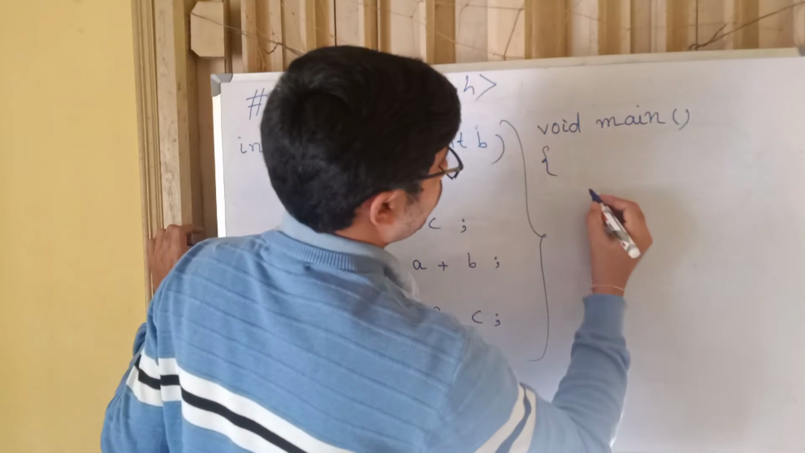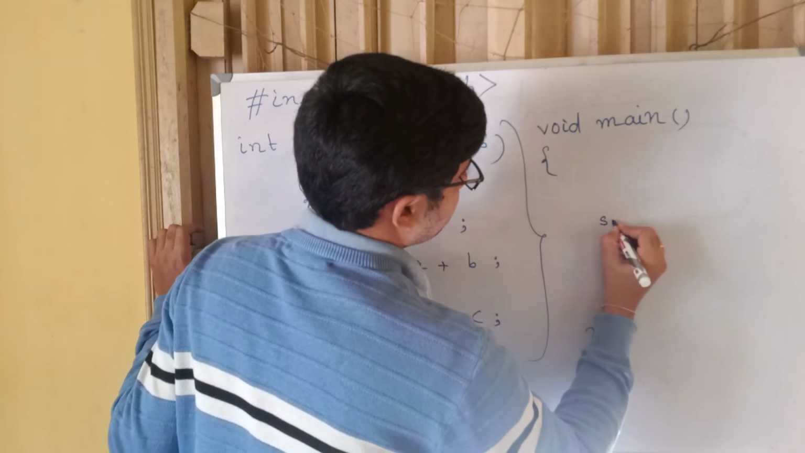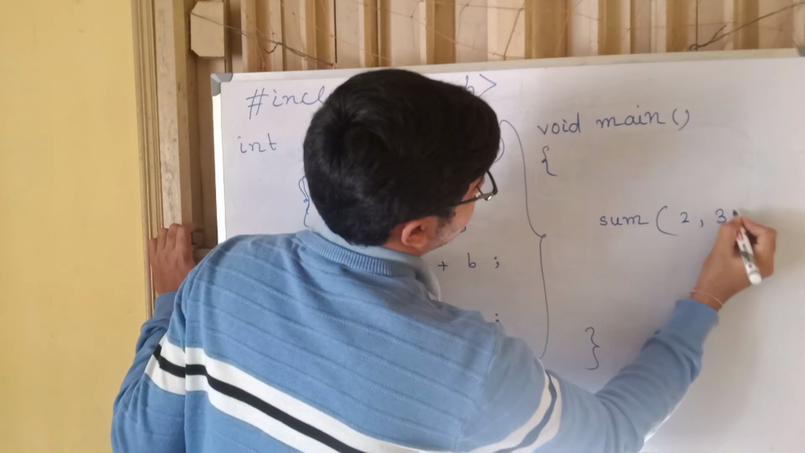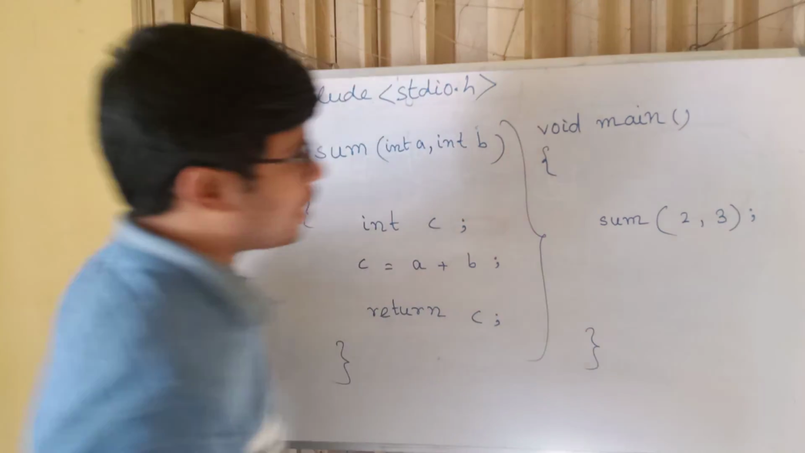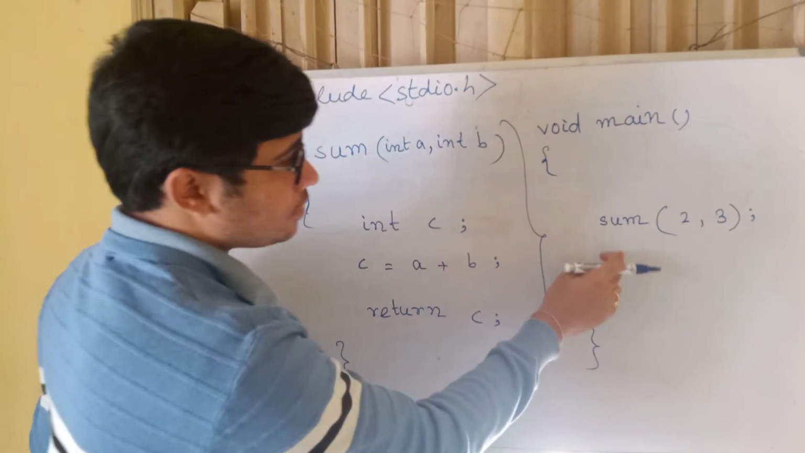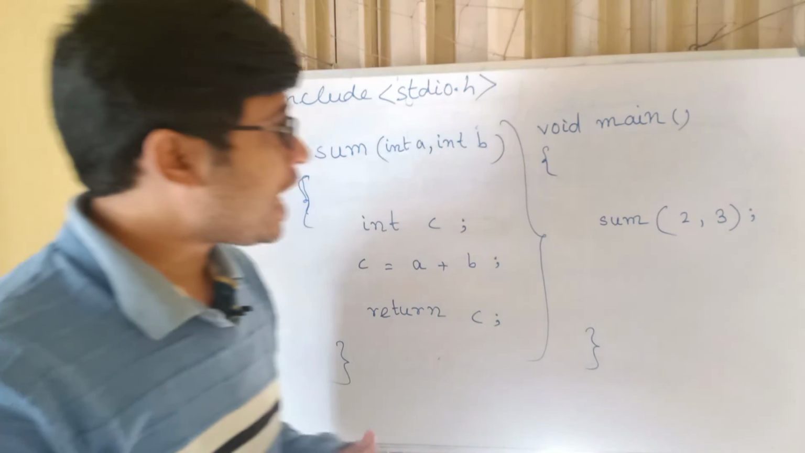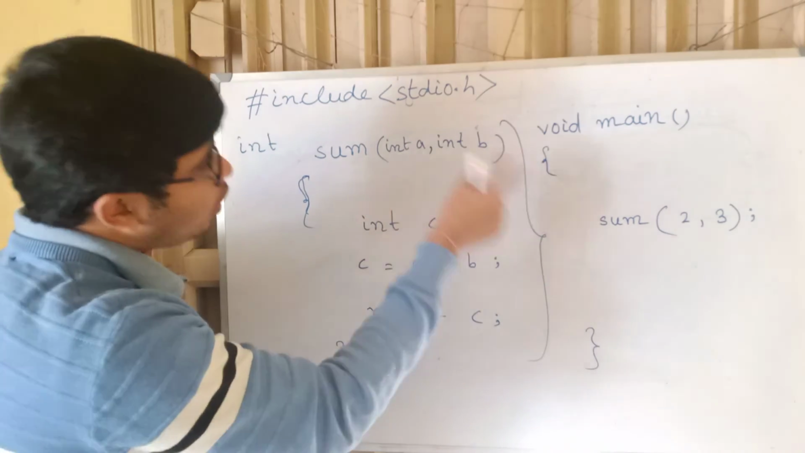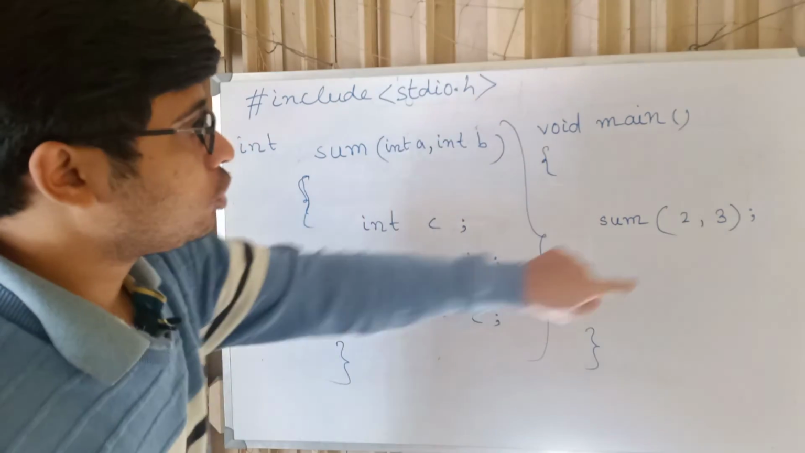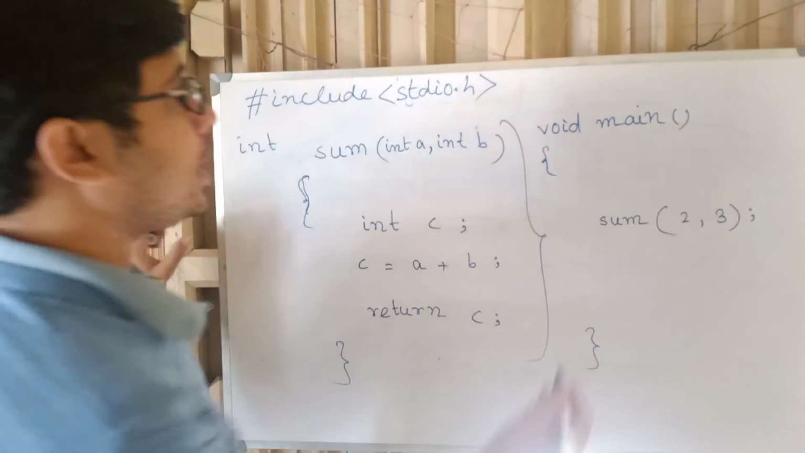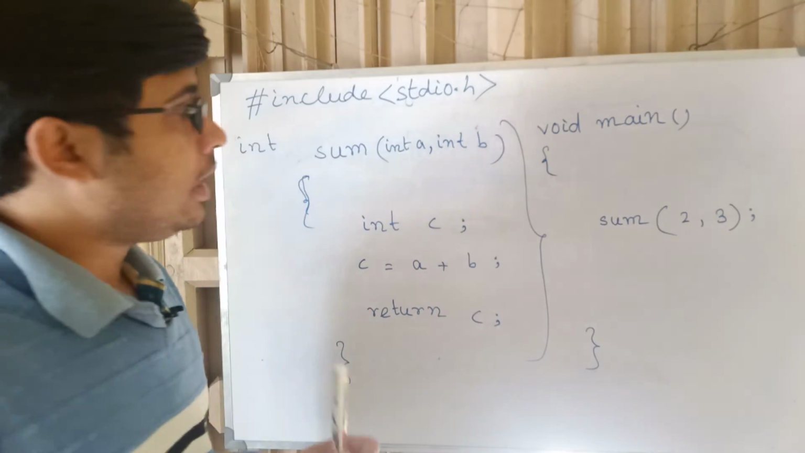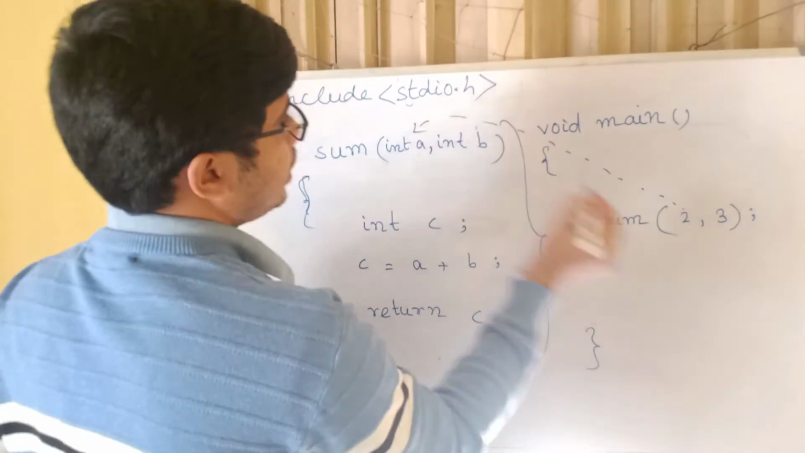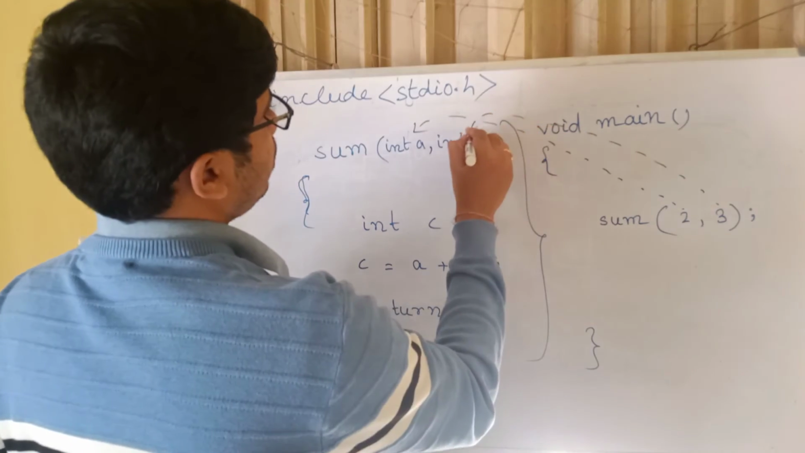Then I have to just write sum(2, 3). Why is this beautiful code? Because you have to pass something to the function. This function is defined here. You have to pass something, so you will pass 2 to here. 2 will be copied here, 3 will be copied here.